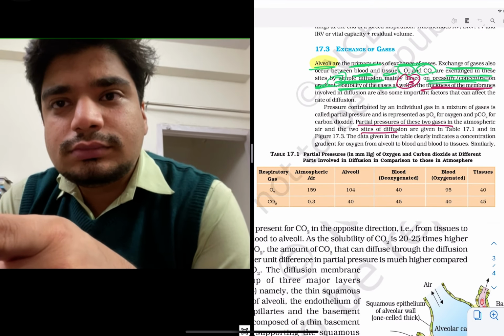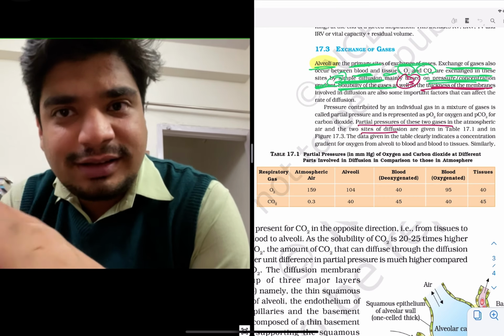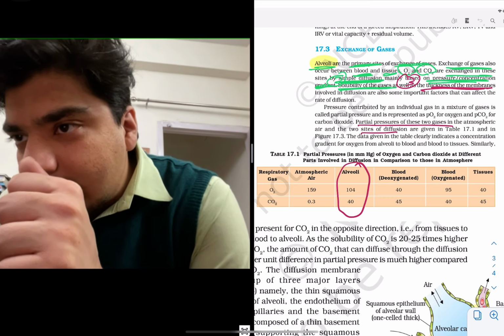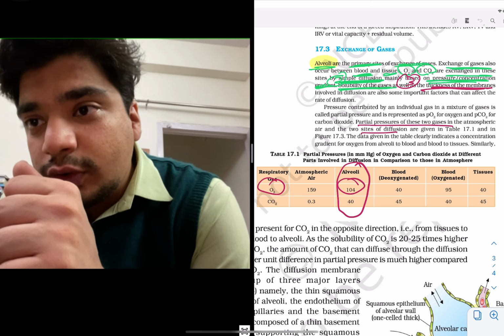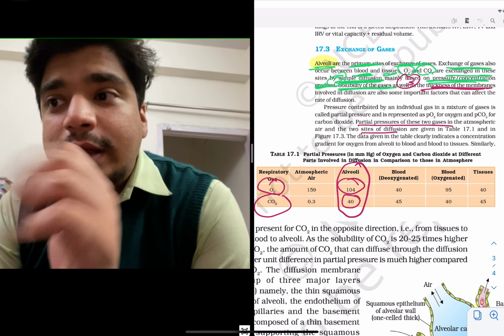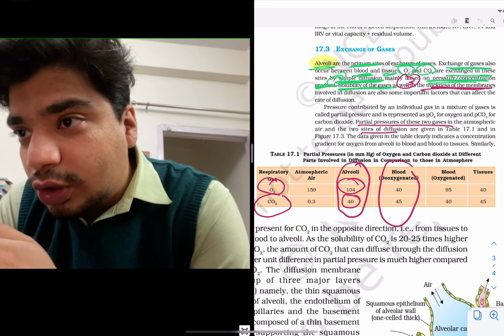And partial pressures at different sites are different, and that is given in this particular diagram and in this table. So let's look at alveoli. Oxygen will be high, obviously 104. CO2 will be low, obviously 40. This has to exchange with deoxygenated blood.